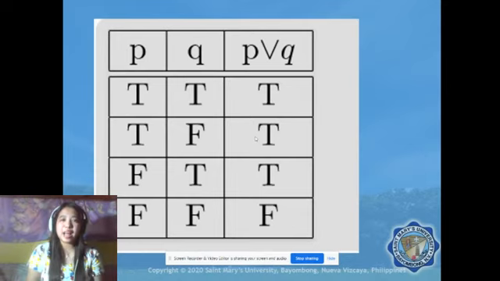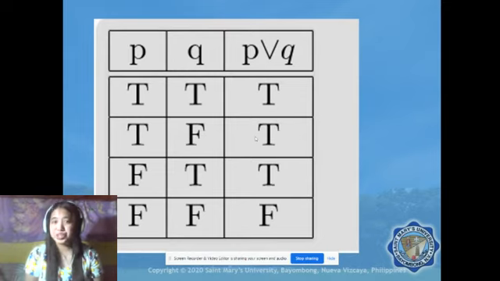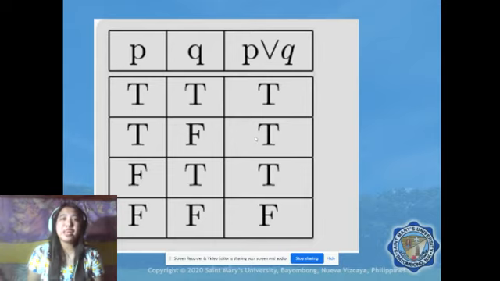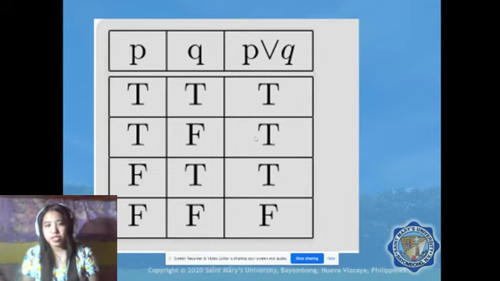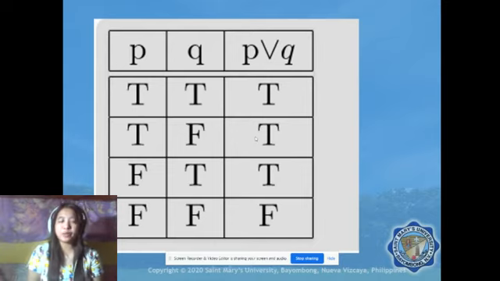So this is the disjunction symbol. Sometimes they read it as P v Q, so it is actually P or Q. So the rule in the truth table is that if the statements are both false, that is the only time that P or Q is also false.